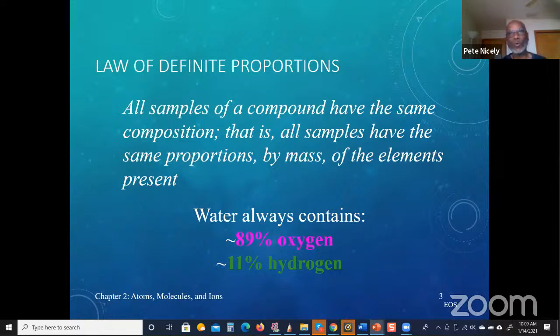Now, it doesn't matter where you get the water from. It doesn't matter if you get the water from a river, or if it comes from the tap, or from the sea, or from rain, or from outer space, it doesn't matter, right? Water is still 89% oxygen and 11% hydrogen, right? If you get a compound that contains hydrogen and oxygen, and it doesn't have these percentages, then you can rest assured that that substance is not water, all right? So that's basically what this law is saying. Basically, for any substance, the composition is constant, all right?